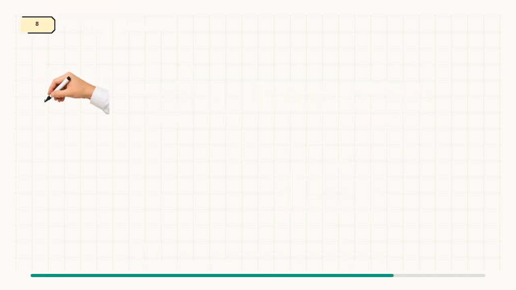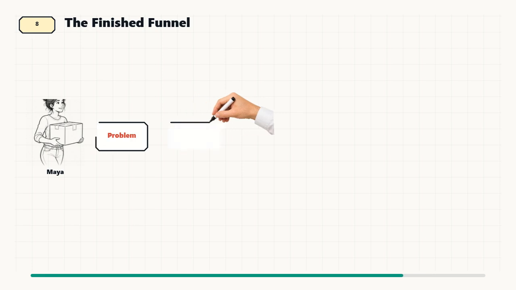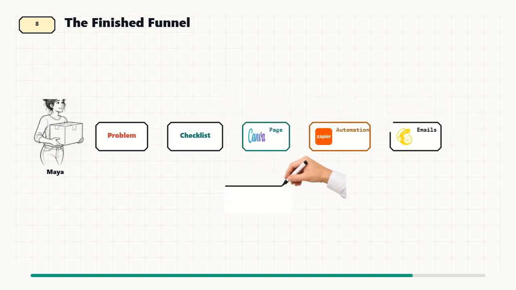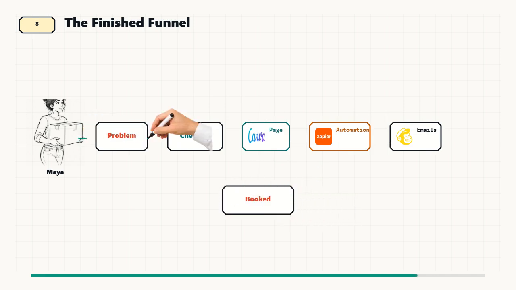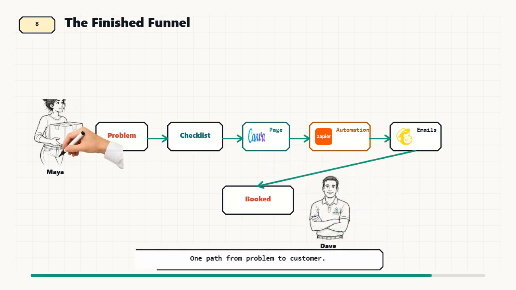Now the whole funnel is clear. Maya has a problem. Dave offers the checklist. The page captures her email. Zapier or Make delivers the resource. Mailchimp follows up. And the final email invites her to book the paid cleaning package. That is the system. Not complicated, just one path from problem to customer.